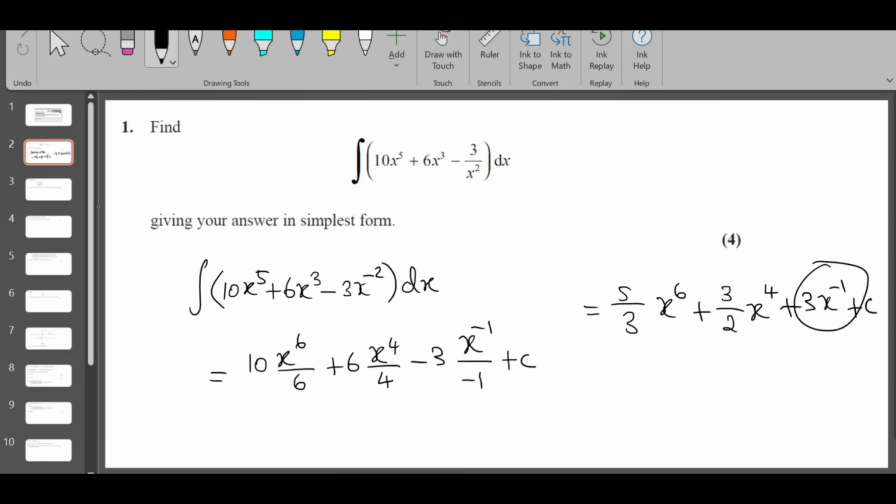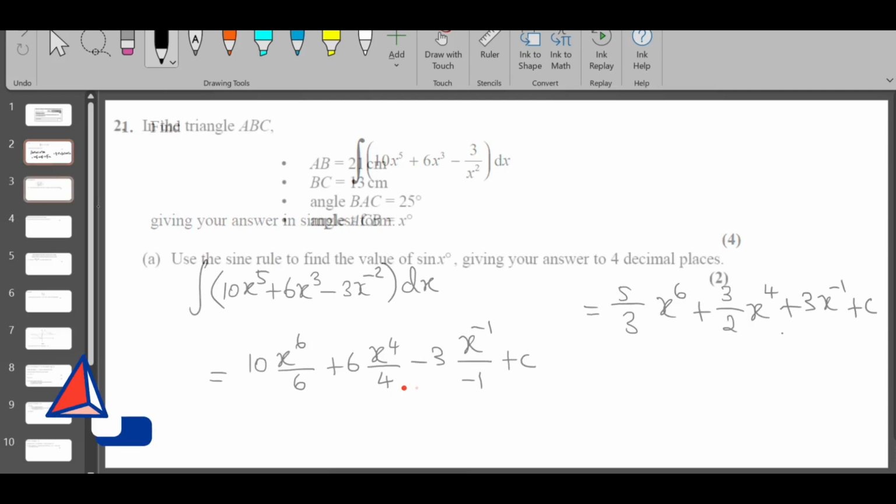You don't need to write it as 3 over x. You can just write it as 3x power minus 1. That's correct already. It's a 4-mark question. Let's look at question number 2.